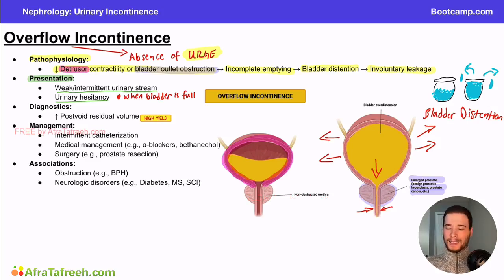A key diagnostic step for these patients that's super high yield, and I put the high yield button by it, is that they have an increased post-void residual volume. So you can reason out from this what this is actually talking about. We say it's an increased post-void.